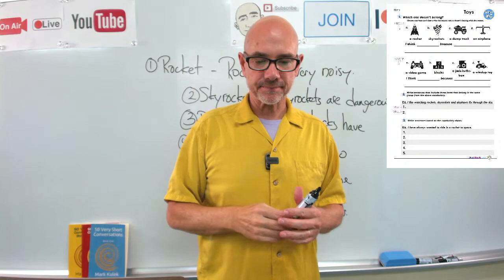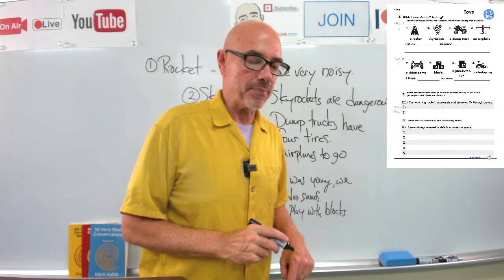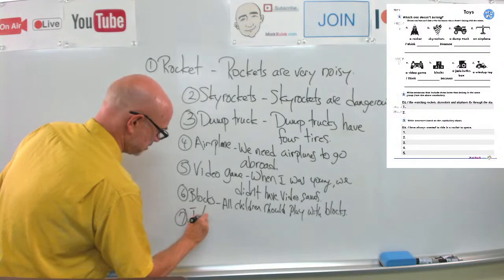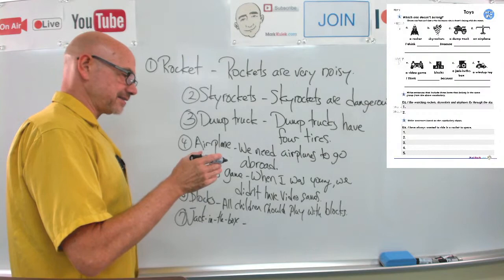Okay, Kadeen. Rockets are used by astronauts. Very good. Okay, number seven, jack-in-the-box. Yeah, so number seven, jack-in-the-box. My sentence, jack-in-the-box is a fun surprise. How about that?